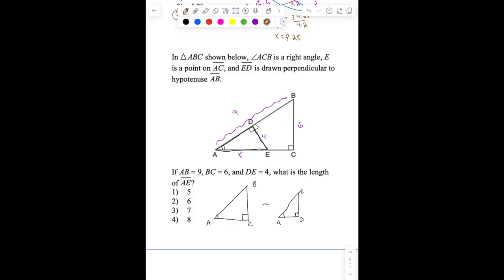So now we're all set to make a proportion. Let's just quickly relabel the sides using the information from the question. So AB was 9, BC was 6, and DE was 4, and we were looking for AE.